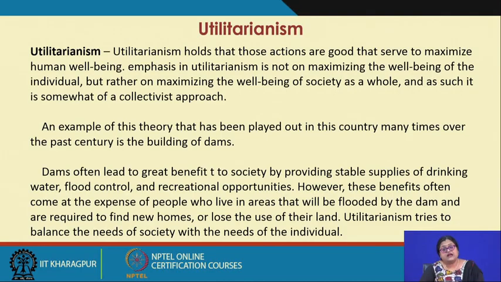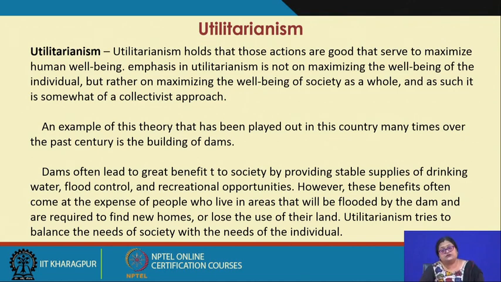So, what we can see, dams often lead to a great benefit to the society by providing stable supplies of drinking water, flood control and recreational opportunities. However, these benefits often come at the expense of people who live in areas that will be flooded by the dam and are required to find new homes or lose the use of their land. Utilitarianism tries to balance the needs of the society with the needs of the individuals. So, that is what we were discussing.